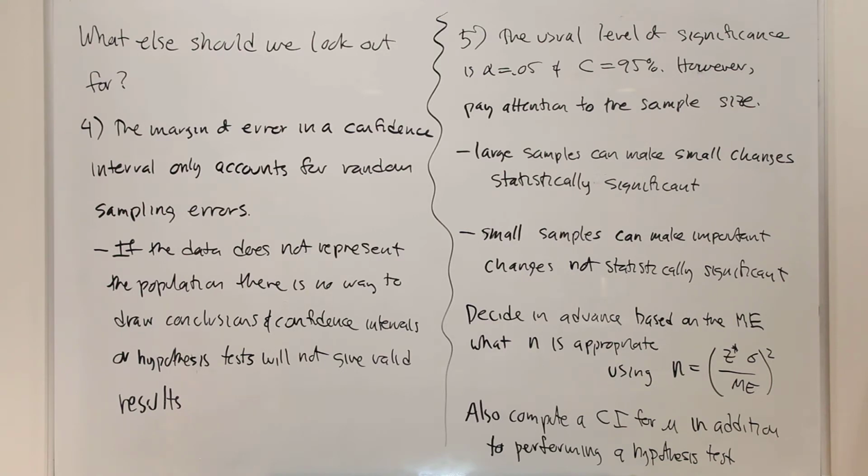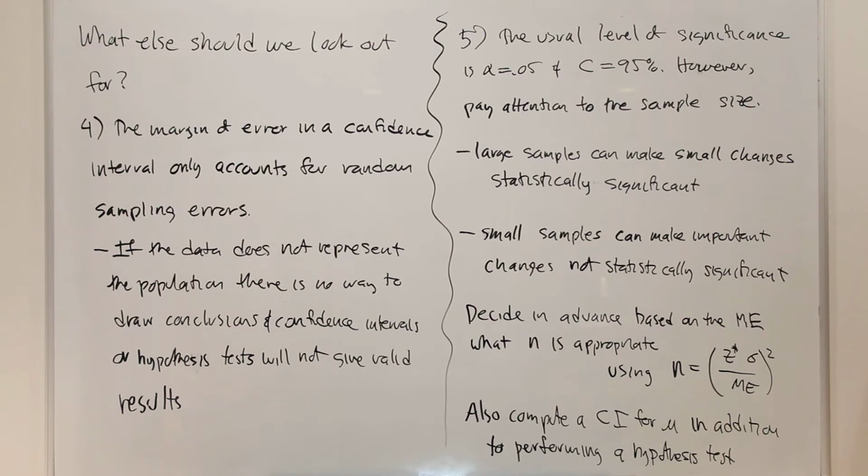If the data does not represent the population, there's no way to draw conclusions, and confidence intervals or hypothesis tests will not give valid results. So the most important thing is that you have something like a simple random sample from the population, so that sample has a good chance of representing the population. Without valid sampling, nothing you do afterwards can actually be useful.